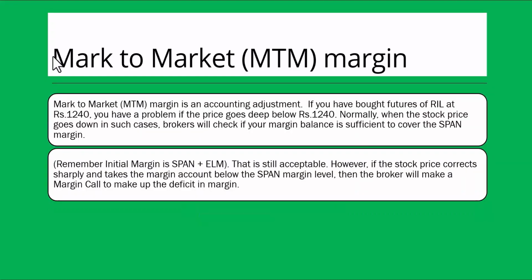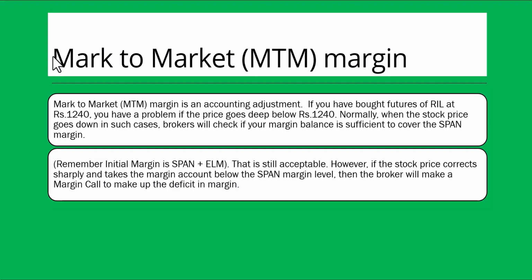Now apart from that, there is something called mark to market margin. What happens is that sometimes the price can go down to such an extent that the loss is so much that your span margin and your extreme loss margin have to be updated again, because it has fallen below, so that means you have to give some more money.